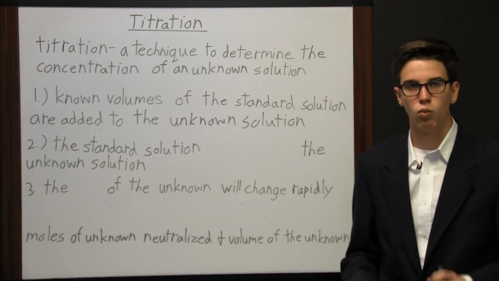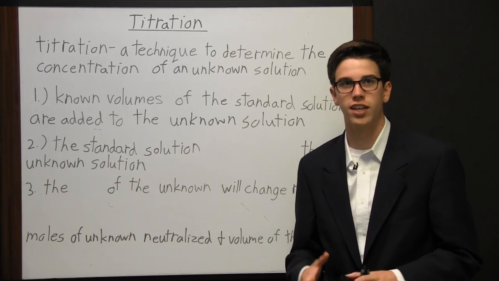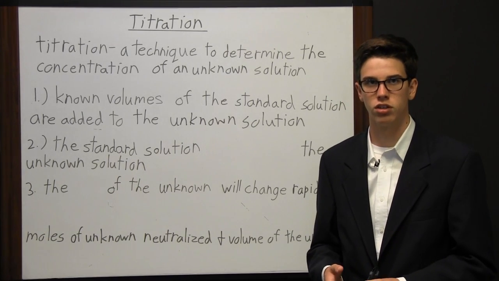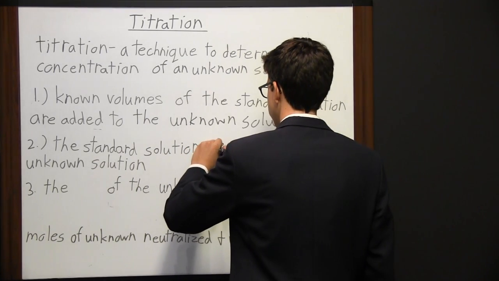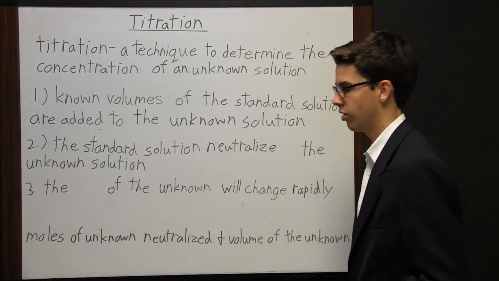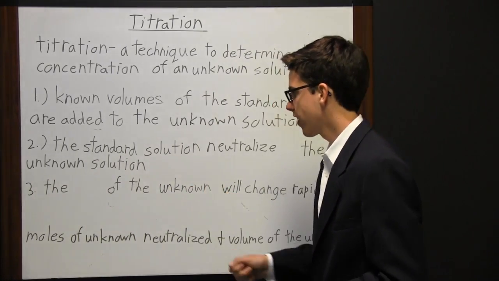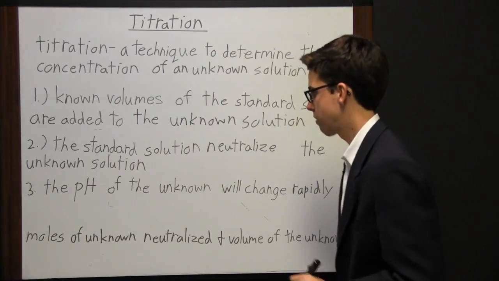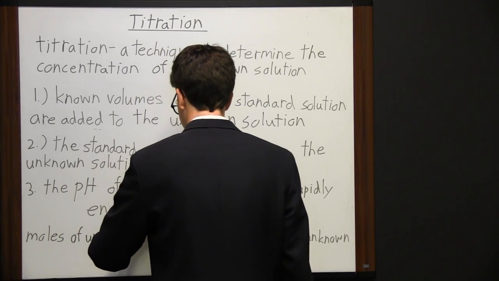Now, while the volumes of the standard solution are being added to the unknown solution, it's important to measure the pH of the solution, because eventually the standard solution is going to neutralize the unknown solution. Okay, so it's eventually going to neutralize that unknown solution. And when that happens, the pH of the unknown will change rapidly. And so we call this the endpoint of titration.